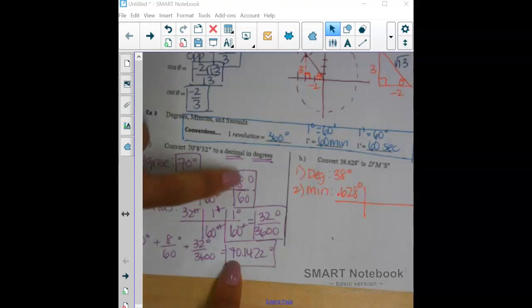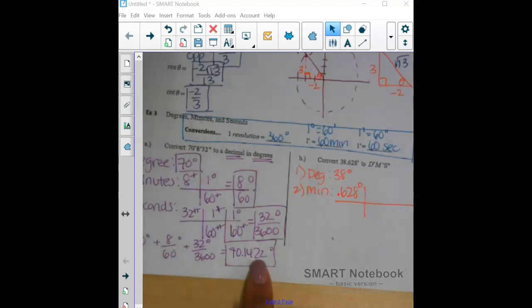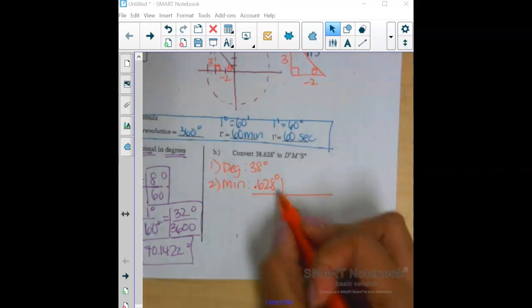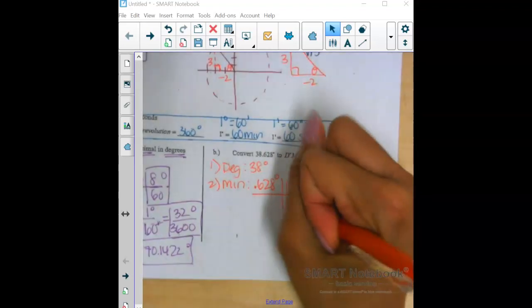And then the 8 over 60 plus 32 over 3,600, that's going to be a combination. That's why I have that whole crazy decimal. Is that okay? No, that's a good question. So that's why I'm having to split this up. So we're going to use the conversion at the top to get it into minutes. We're going to do 1 degree is equal to 60 minutes.